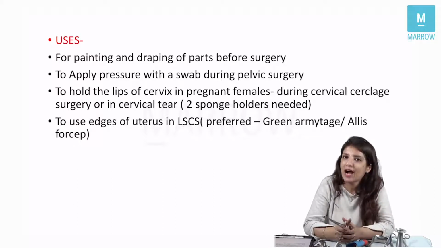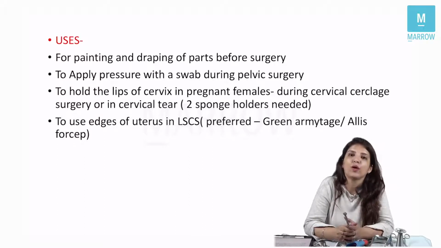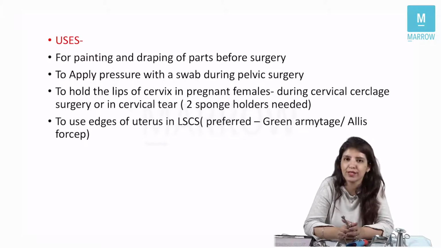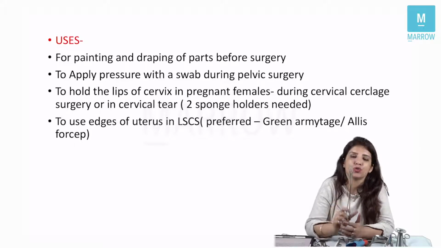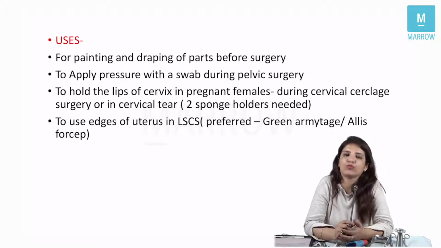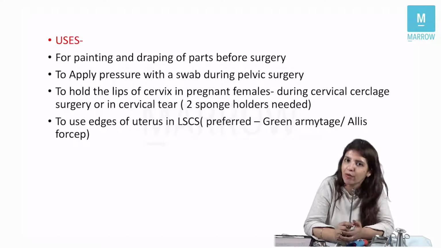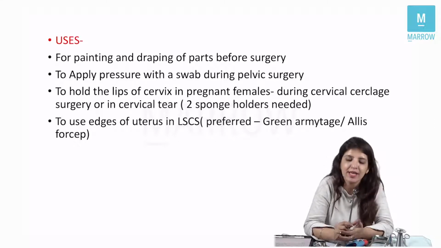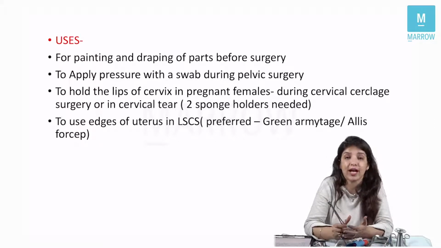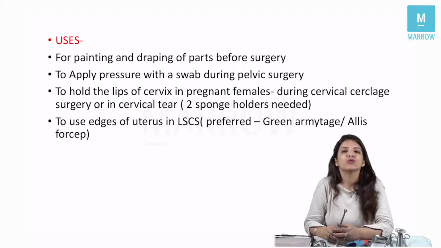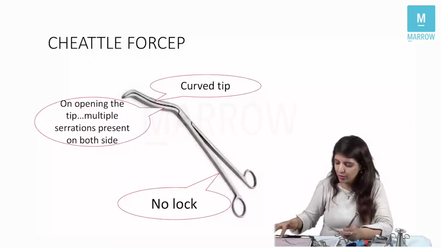And now, the last use of sponge holding forceps could be during LSCS. When you have given a uterine incision and once the baby is delivered, now you want to stitch the uterine incision. So you can hold the edges of the incision with sponge holding forceps. See, this is not the ideal forceps for that use. The ideal forceps to hold the edges of the uterus is either a Green Armytage forceps or an Allis forceps. But yes, if you have neither of them, which is highly unlikely, then you can use a sponge holding forceps also, right? So these were the uses of the sponge holding forceps.